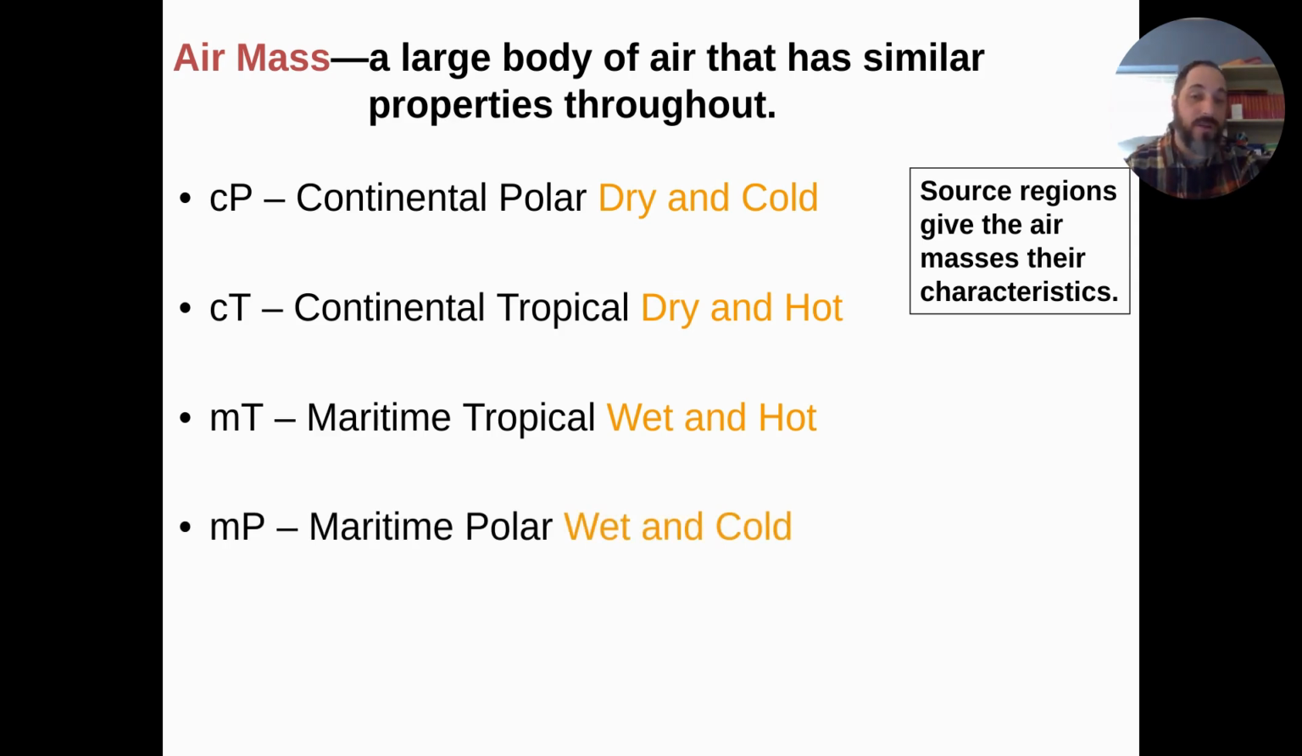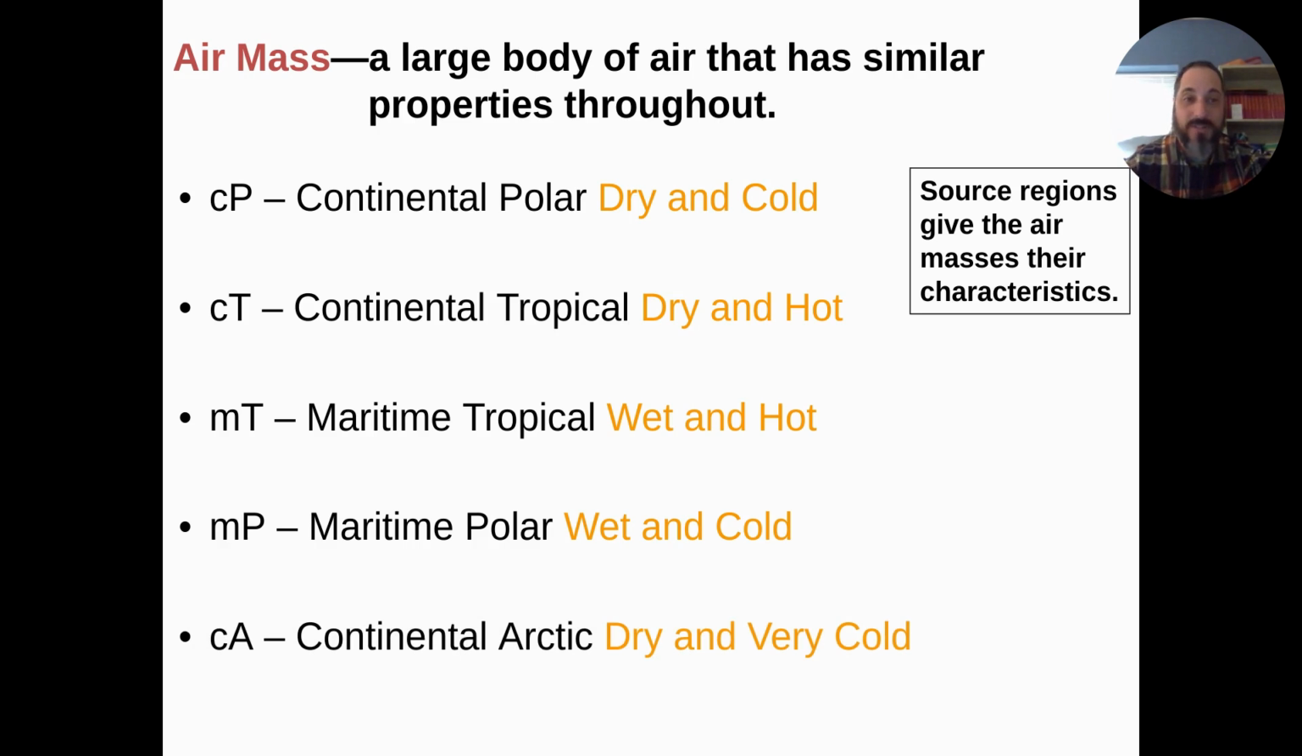Maritime polar is the opposite. Well, not the total opposite, but it's wet and cold. It is an air mass that's formed over the ocean closer to our poles, giving it its properties of being wet and cold. Continental Arctic. These are forming way up, way close to the poles. These are going to be dry and very cold. They are our driest and coldest air masses.